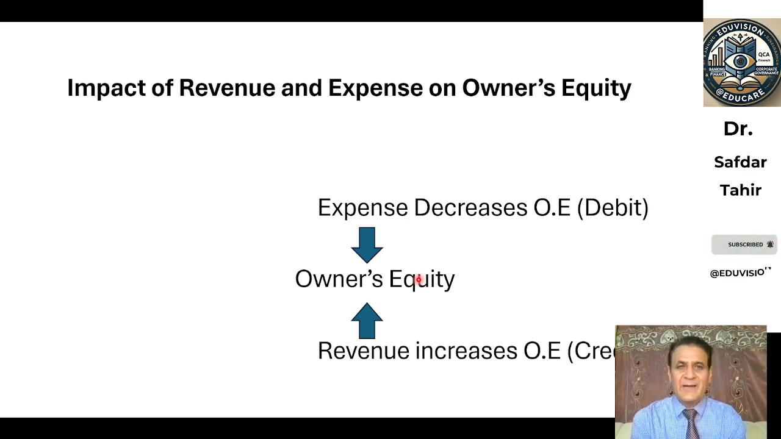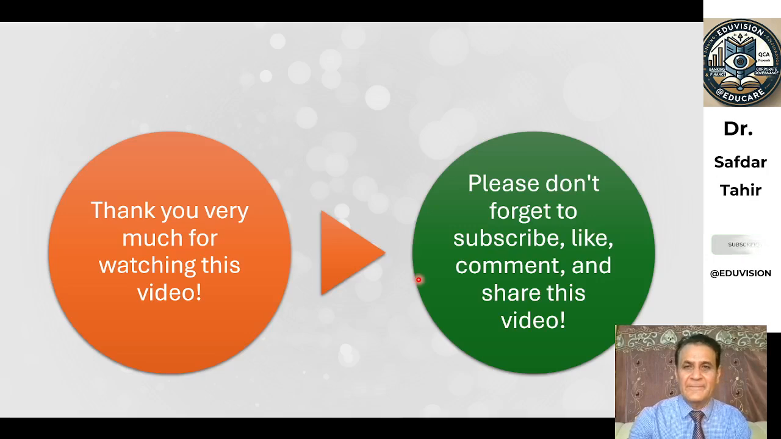Why the impact of revenue and expense on owner equity? Expense, in fact, decreases the owner equity, so that is debited. Revenue increases the owner equity, so that is credited. So the debit and credit of revenue and expense is determined by their impact on owner's equity.